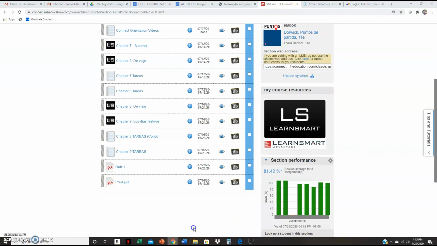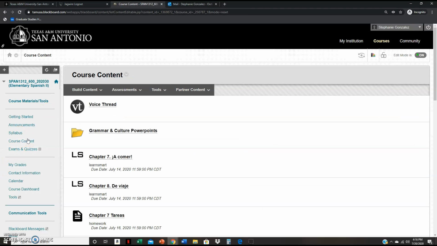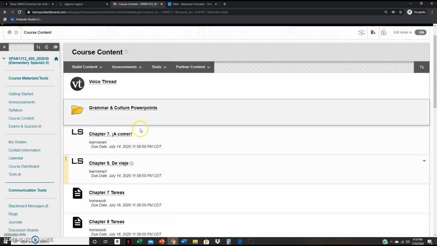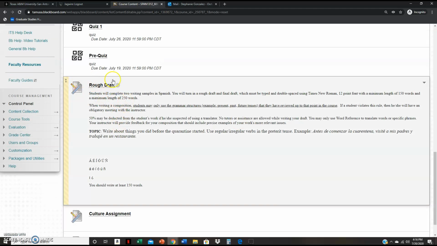So let's go to Blackboard. If you head over here to course content, you'll see that you also have access to what we've got going on in Connect over here as well. And then we have our rough draft, and it gives you the instructions here. Okay, so you're going to be writing a rough draft and a final draft. They have to be typed, double space, Times New Roman, 12-point font. It should be at least 150 words and at most 250 words.